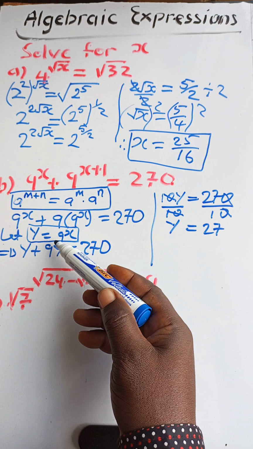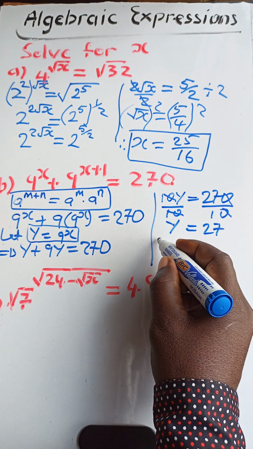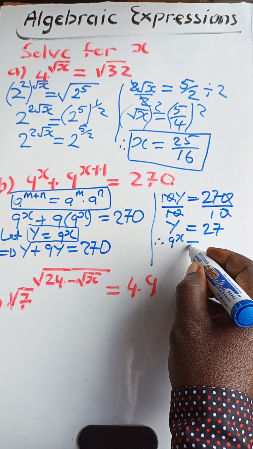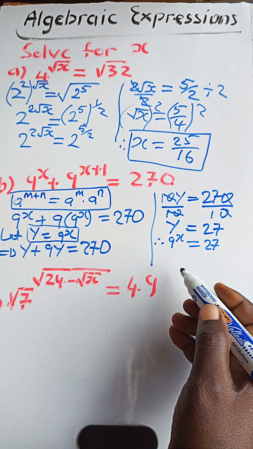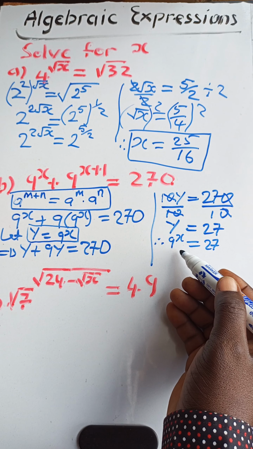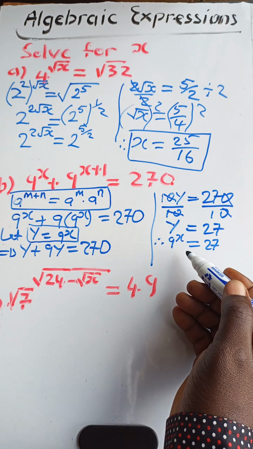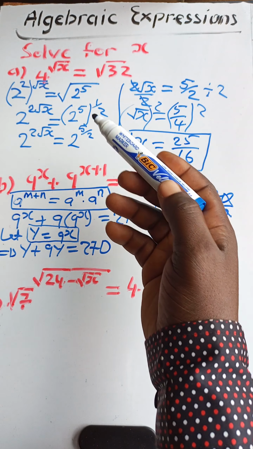It's from this substitution that we'll be able to get the value of x. So we'll replace y with the 9 to the x. So this therefore means that 9 to the x is equal to 27. All right, we arrive at a much simpler exponential equation. Once more, we carry out the same process that we did over there.